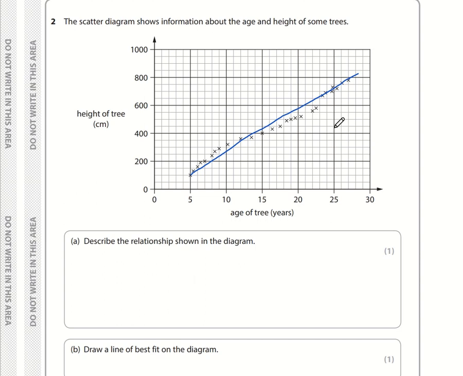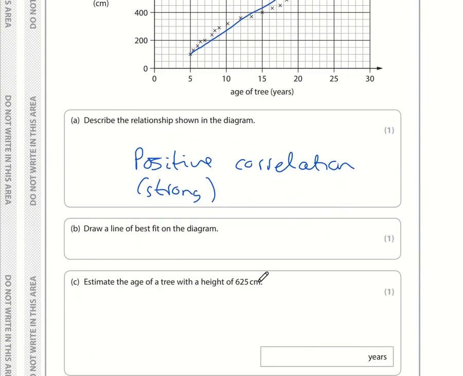So something like that. Maybe I should have drawn it a little bit lower. It's quite hard when you're not using a pencil and ruler. And we can see that this line is going up, so that tells us that there is positive correlation. In fact, as the dots are very, very close to the line, we could even say that it's strong positive correlation.